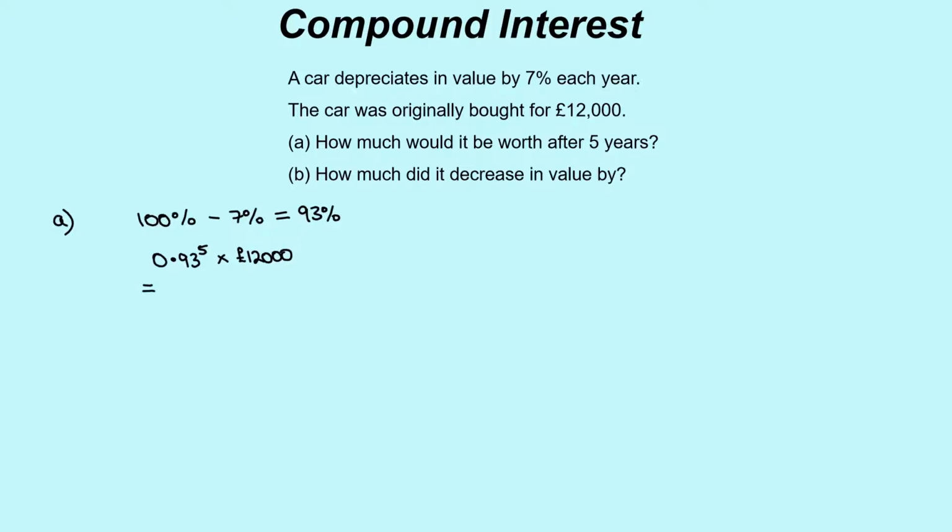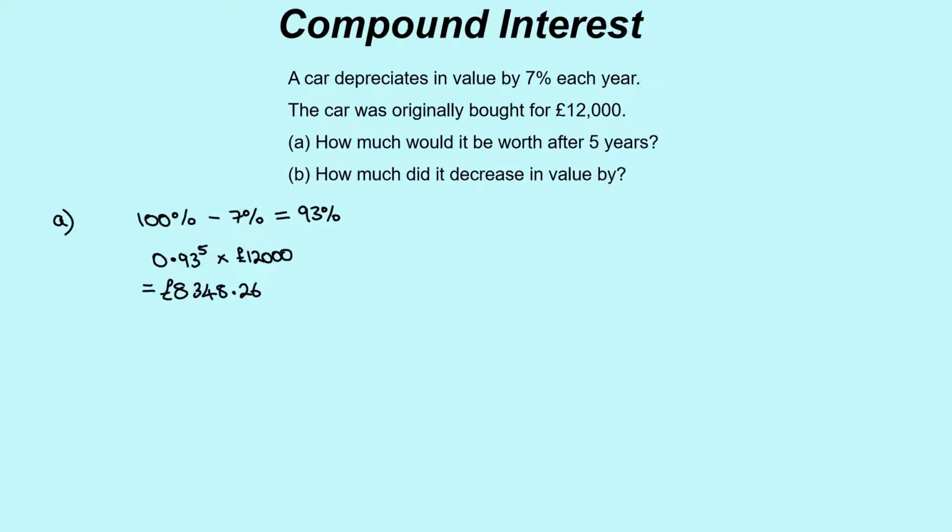Now what that's going to do is give you a value of the car after 5 years. So if we type that into the calculator, look at 0.93 to the power 5, and you'll have to know how to type power 5 into your calculator. All calculators are different. Times that by 12,000, and that should give you 8348. So we'll write this down, 8348.26. And that's rounded to 2 decimal places because we're dealing with money.